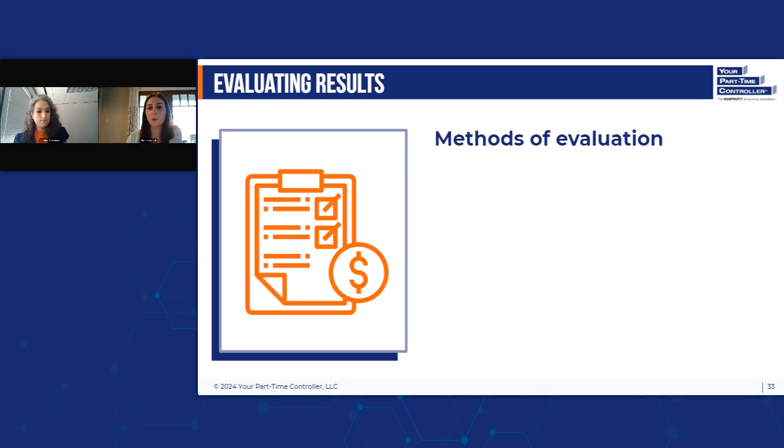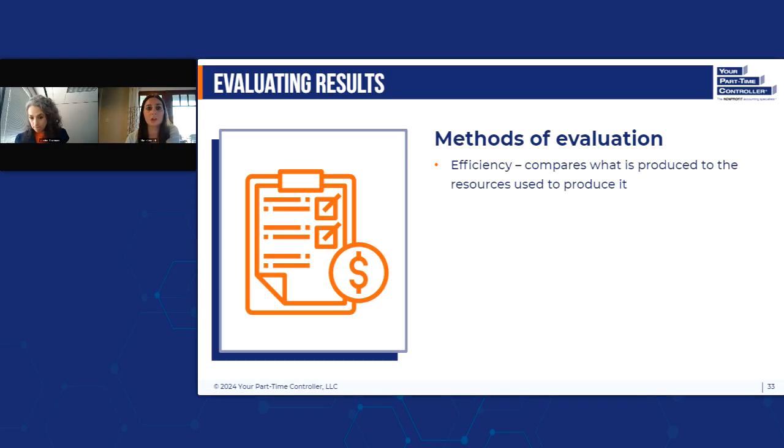Okay, there are a few different methods we can use to evaluate our success. One is efficiency, which compares what is produced to the resources used to produce it. A common calculation that we use to measure efficiency is the fundraising efficiency ratio, which compares how much money was spent on fundraising versus the amount raised. So the average for major fine arts companies is 20 to 25 cents spent on fundraising per dollar raised.